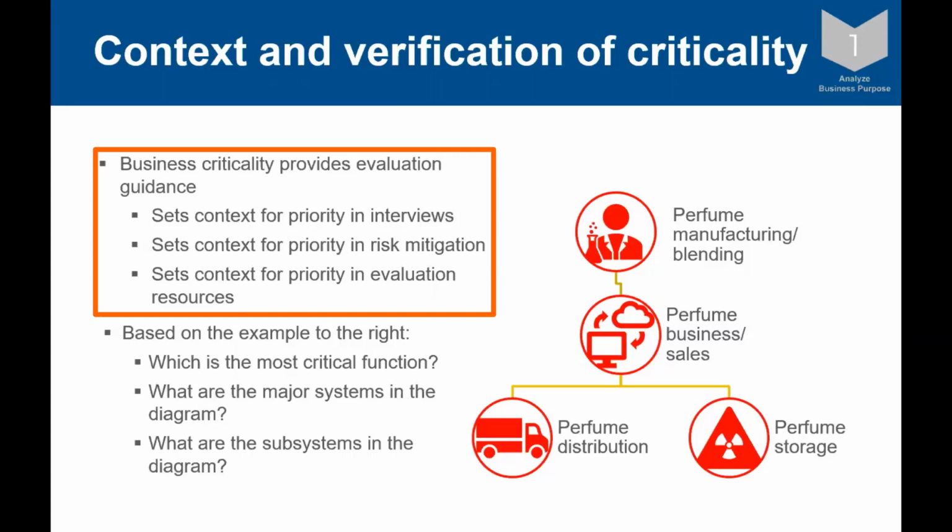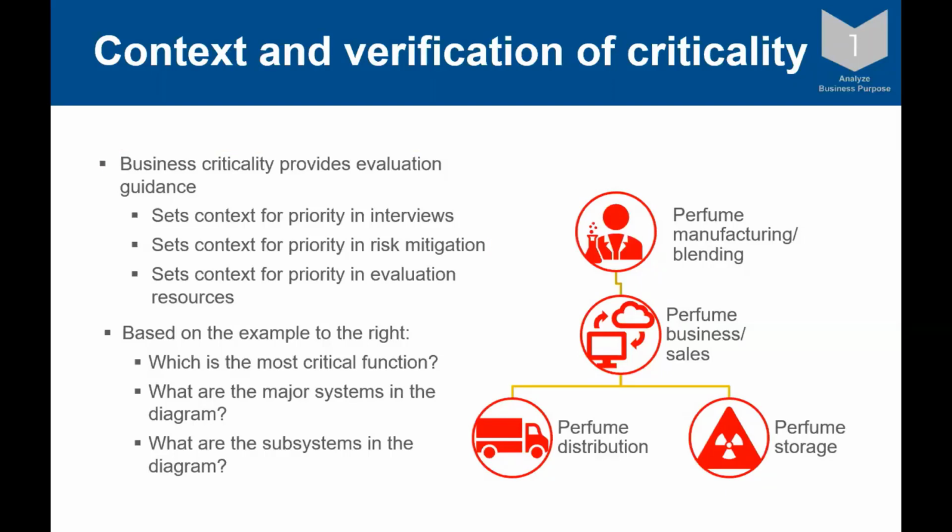So if I want to take a look at where to evaluate and use criticality for that purpose, I can take a look at which one of these areas is most important. It should help me set context for priorities and interviews, for priority and risk mitigation, and for priority in how I evaluate and utilize my resources. And so based on the example on the right, which is the most critical function? And what are the major systems in the diagram? And what are the subsystems in the diagram?